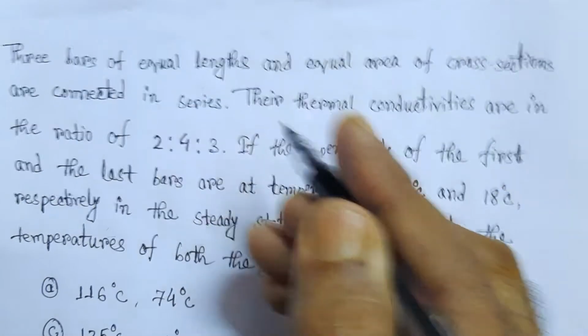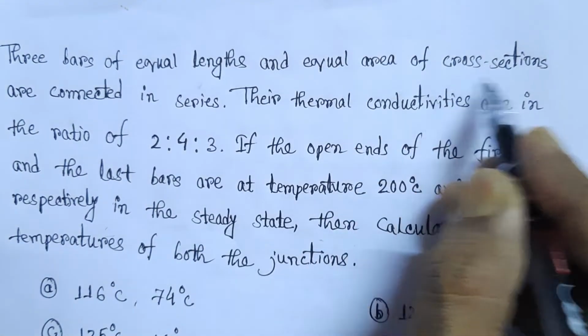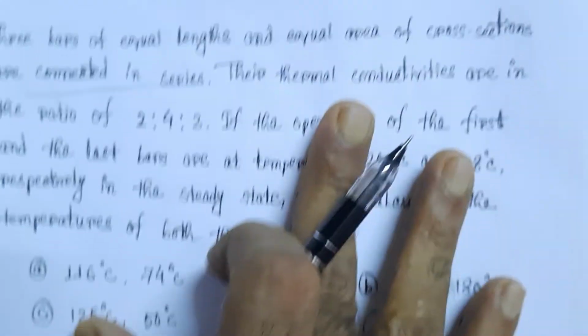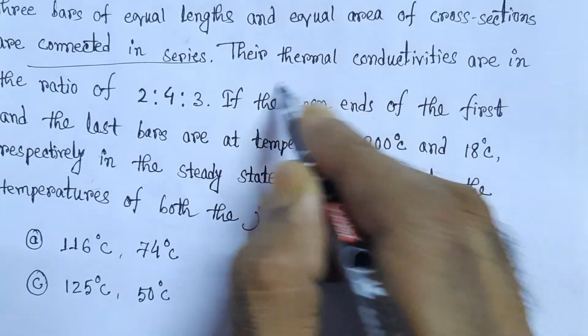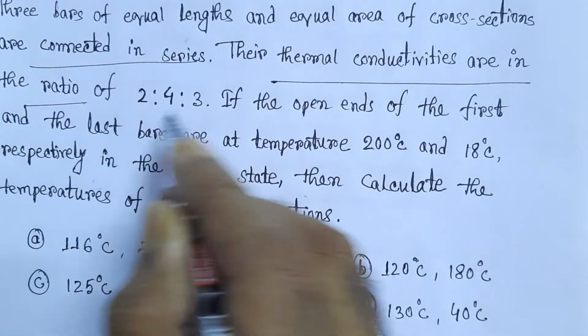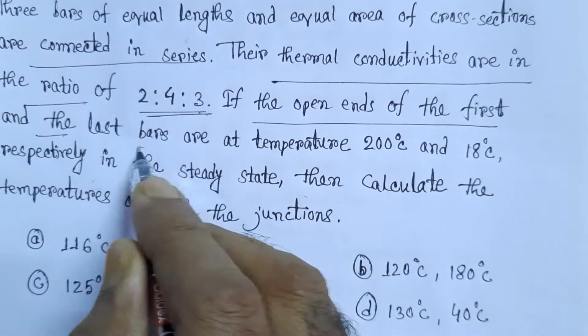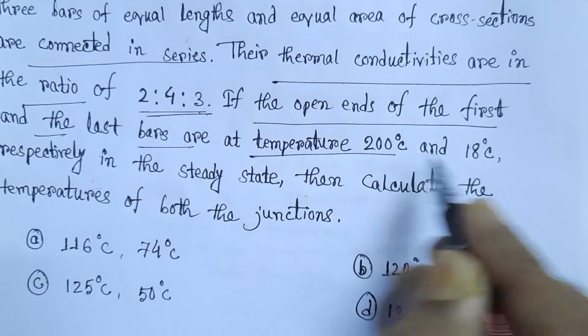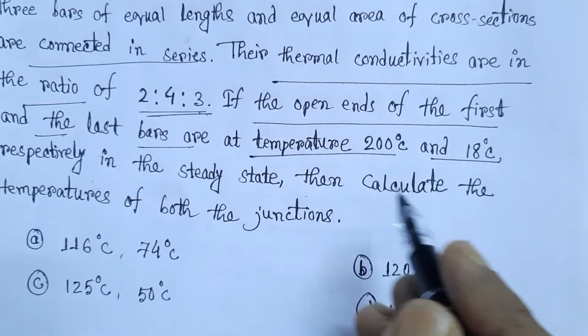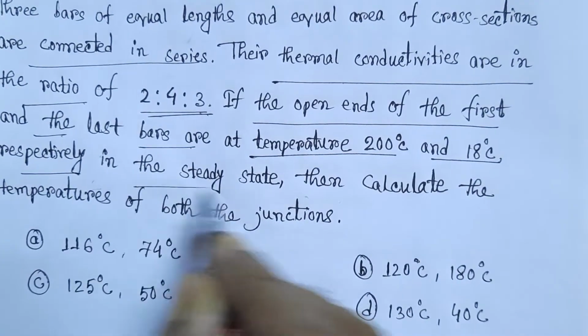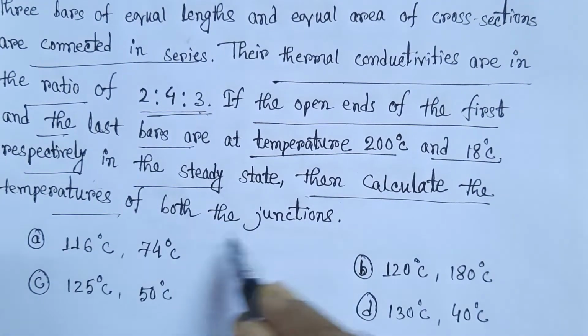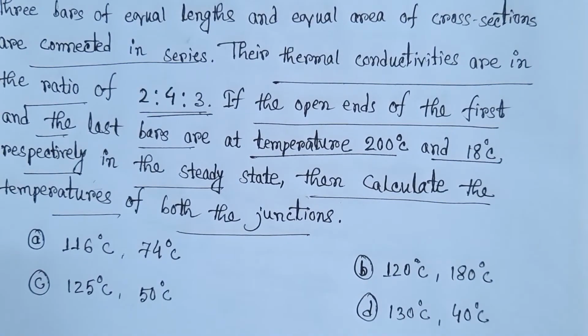Three bars of equal lengths and equal area of cross sections are connected in series. Their thermal conductivities are in the ratio 2:4:3. The open ends of the first and the last bars are at temperature 200 degrees centigrade and 18 degrees centigrade respectively. In the steady state, calculate the temperatures of both the junctions.